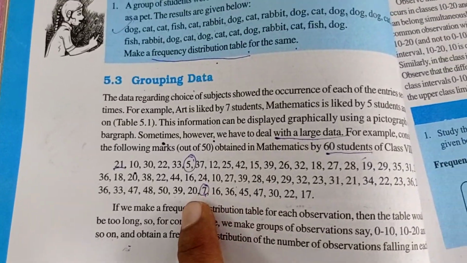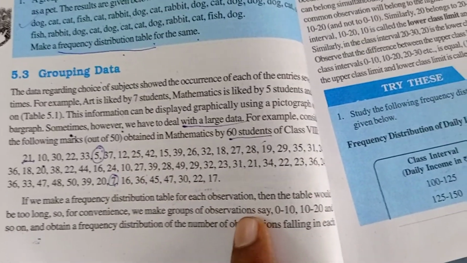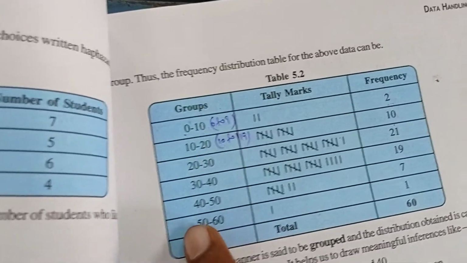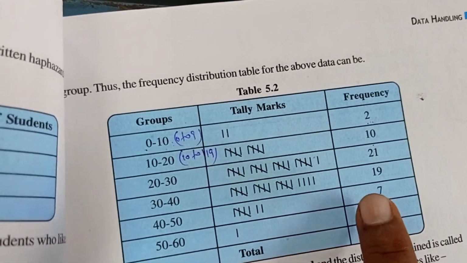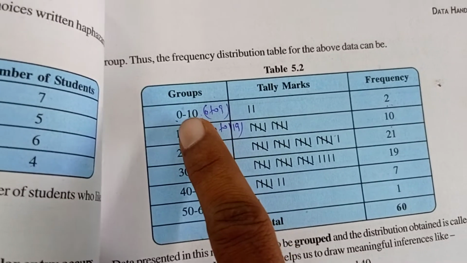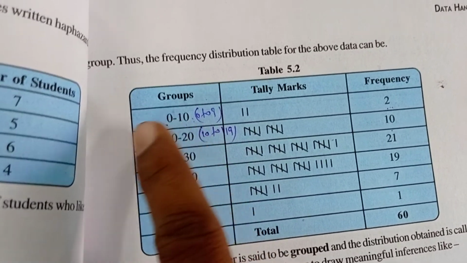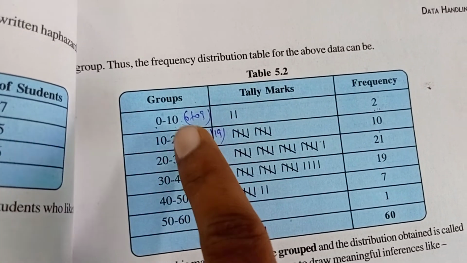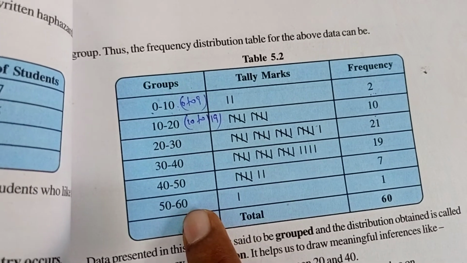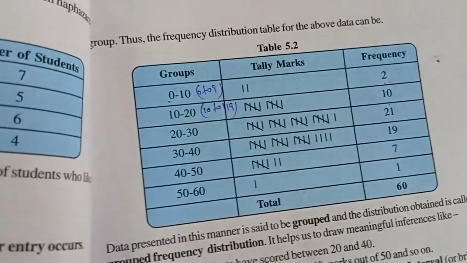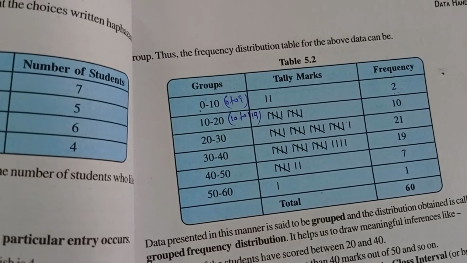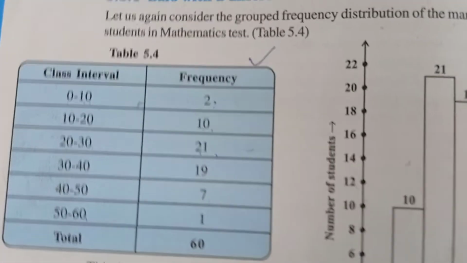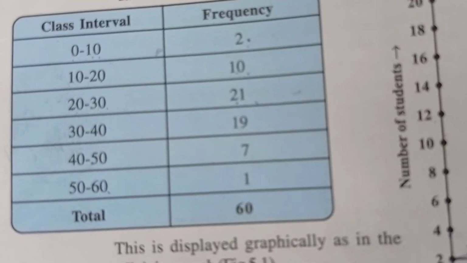So when we have more observations, we make them into groups, which are called class intervals. Then we count how many observations are falling in that particular class interval. These are called lower limits and these are called upper limits. So here you can see one grouped frequency distribution table.